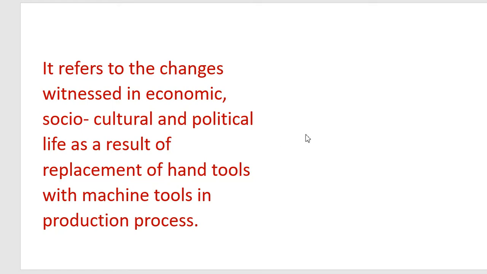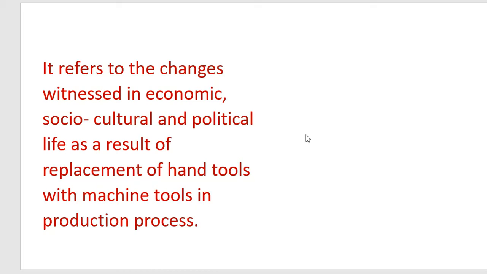It refers to the changes witnessed in economic, socio-cultural, and political life as a result of the replacement of hand tools with machine tools in the production process. And guys, these changes were gradual, fundamental and also irreversible. That is why we call it a revolution. Every dimension of human life that I told you, economic, socio-cultural, and political life, was transformed by the direct and indirect effects of the industrial revolution.